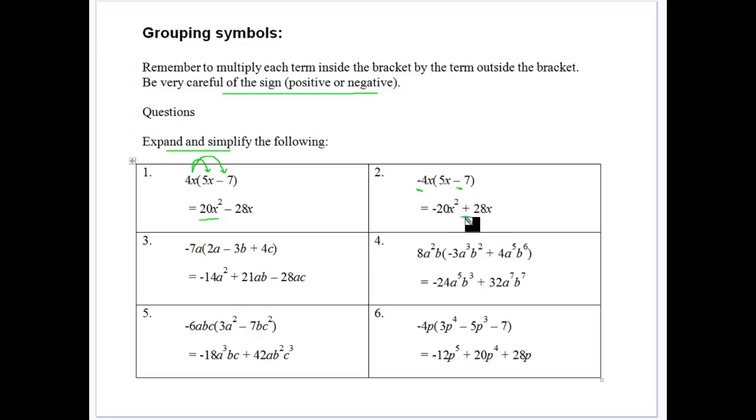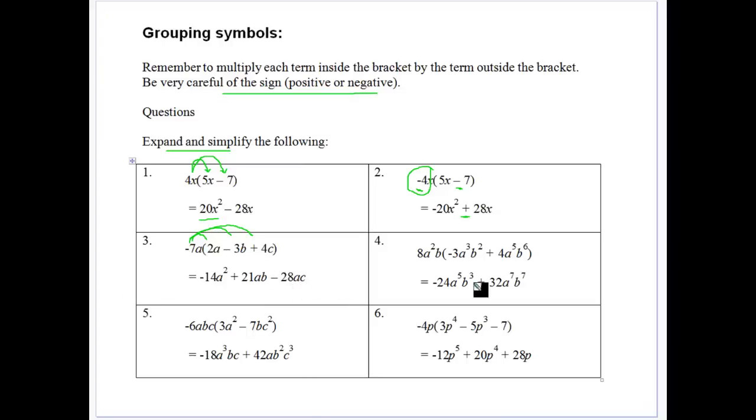So be really careful. That's where the main error I see with these types of questions is, the multiplication of two negatives. So when we've got a negative outside the bracket, that's where it starts to make the error. So have a look through. Every term's just getting multiplied every time. Minus 7a times 2a, minus 14a squared. Minus 7a times minus 3b, positive 21ab. And then minus 7a times positive 4c is minus 28ac.